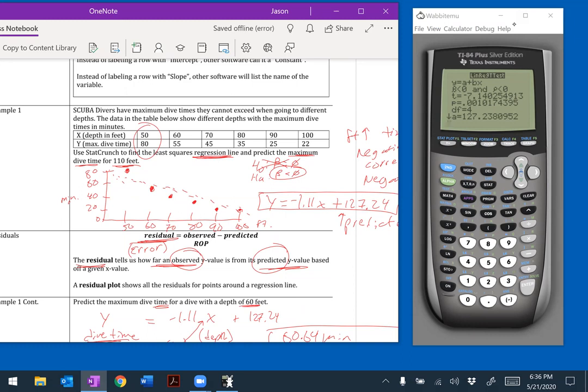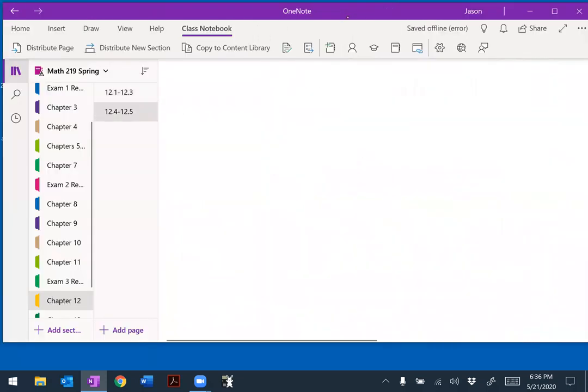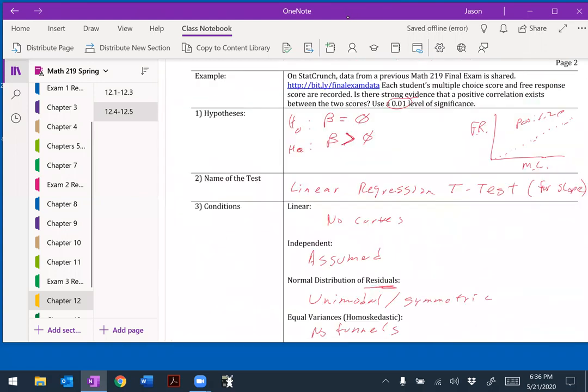Okay, so let's go back. Exit out of the calculator real quick. Let's go back to 12.4 and 12.5 and talk about this very last line.